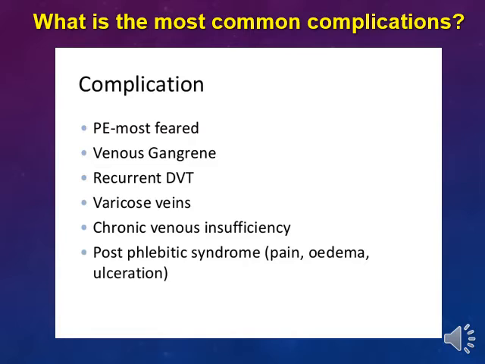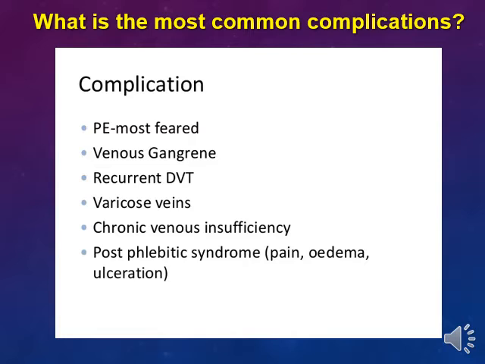The second complication is venous gangrene. Venous gangrene is a very challenging complication of DVT due to obstruction of the superficial and the deep venous system, which includes all venous return of the limb, leading to venous gangrene that bears a very high incidence of morbidity and even mortality for this patient.